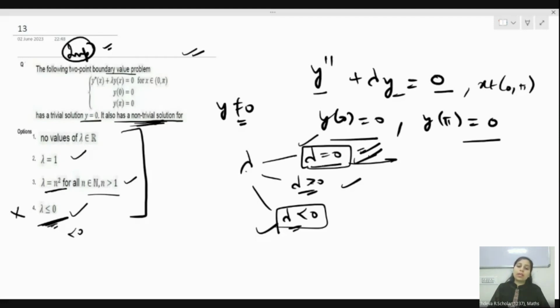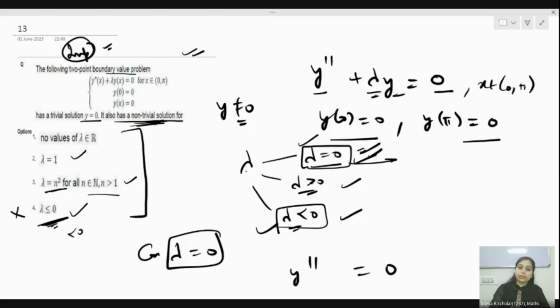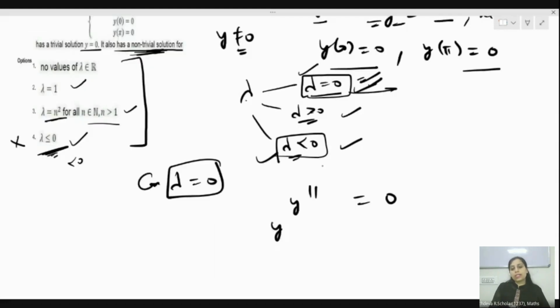We will check for lambda greater than 0 also, and we will check for lambda less than 0 also. So take the case number first when lambda is equal to 0. Substituting lambda is equal to 0 here, y double dash is equal to 0. So from here we can directly write the solution as the first order ax is equal to b, because the second derivative of this equation is 0.